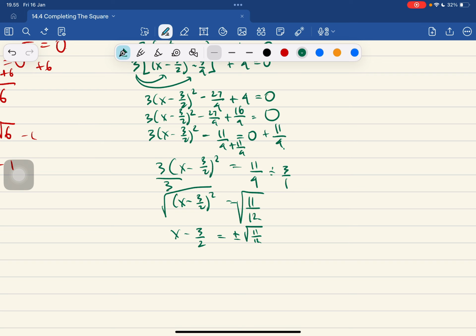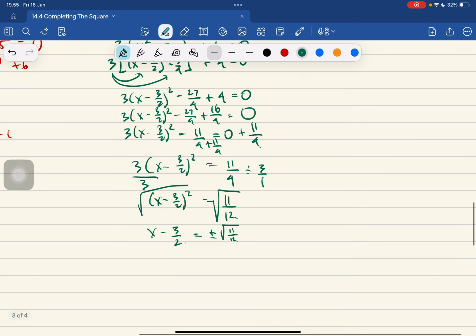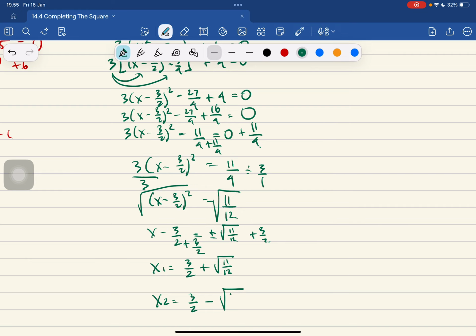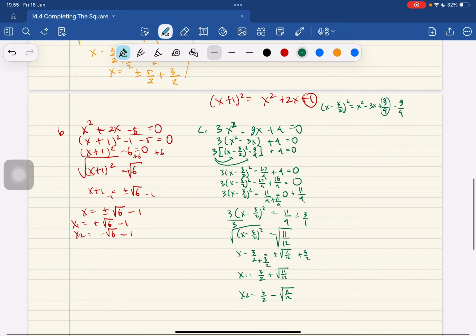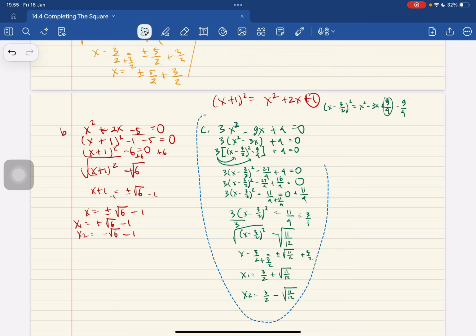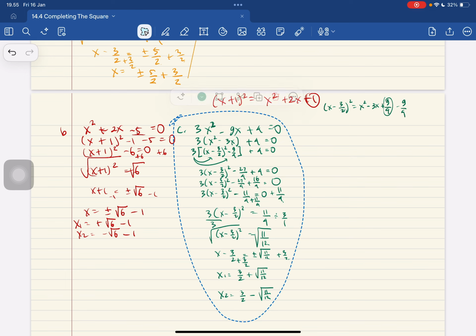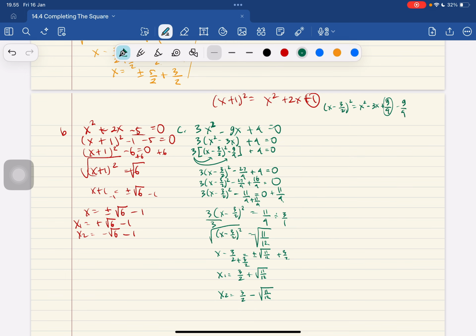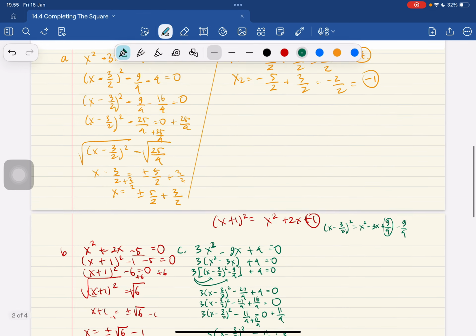Okay, get rid of minus 3 over 2 from the left side, so we add 3 over 2 to both sides. So we got the first x: 3 over 2 plus the square root of 11 over 12. And then the second x: 3 over 2 minus the square root of 11 over 12. That is for part C. Remember, the coefficient of x squared needs to be 1, so that we can proceed by completing the square.